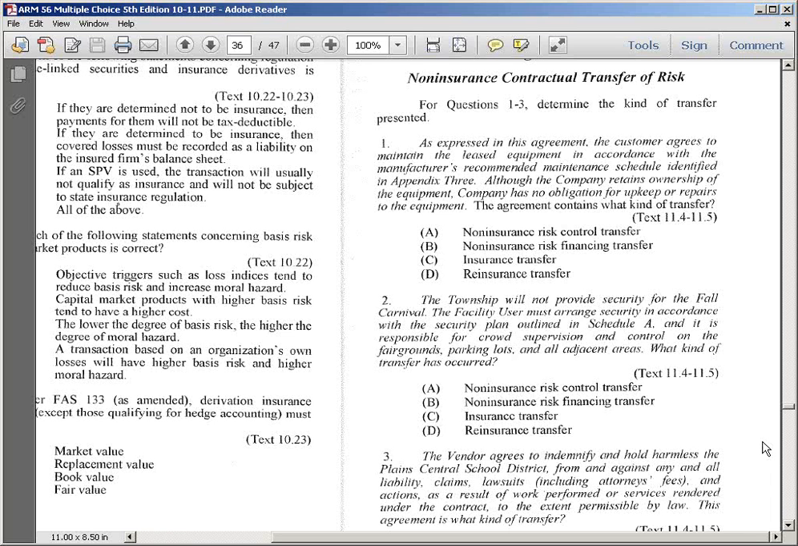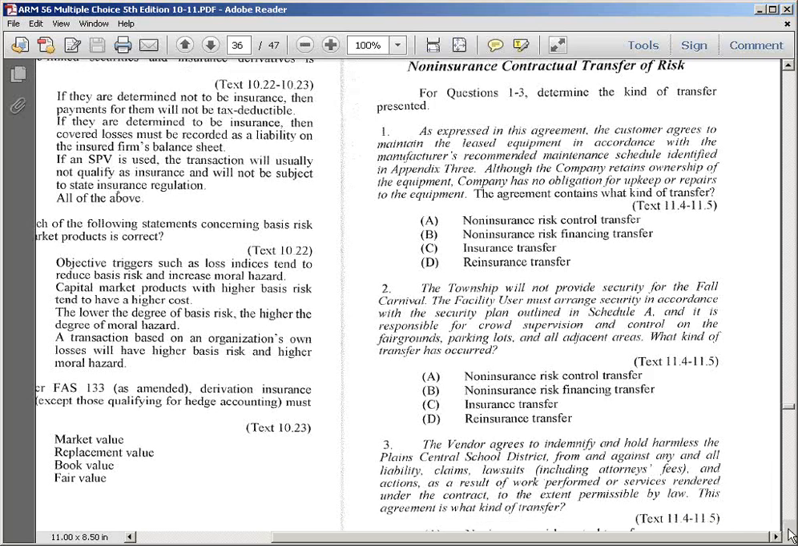Well, there's nothing about finance, so it's the same thing. It's a non-insurance risk control transfer. They're transferring all the responsibility. And when you think about why it is risk control: if the city were to do that, can people get injured while doing crowd control? Yes, they can. They would be the ones doing it. They're transferring the control of that to the other party, so any injuries associated with it are something the other party is going to have to deal with. That's why it's a risk control transfer.